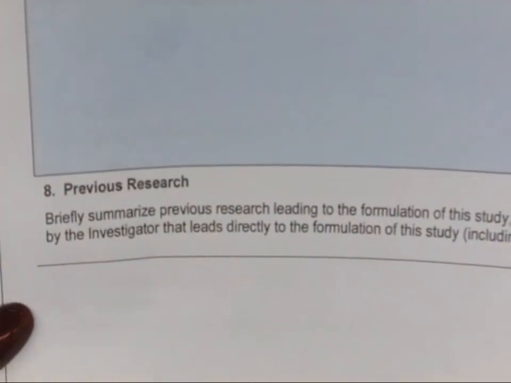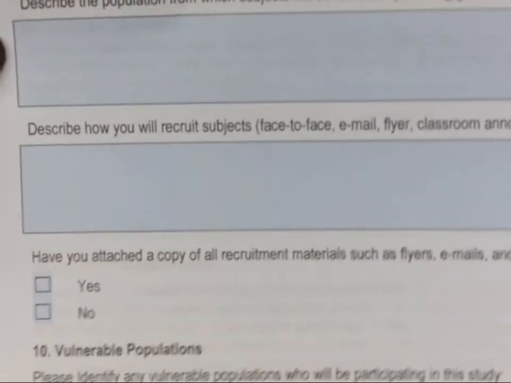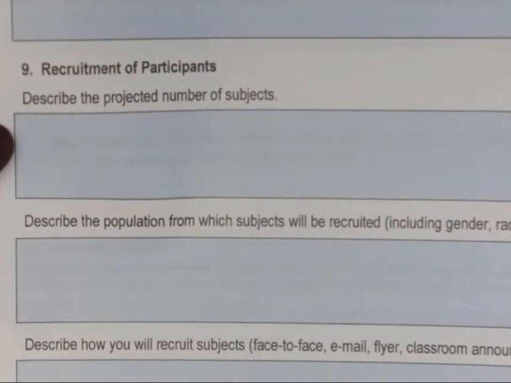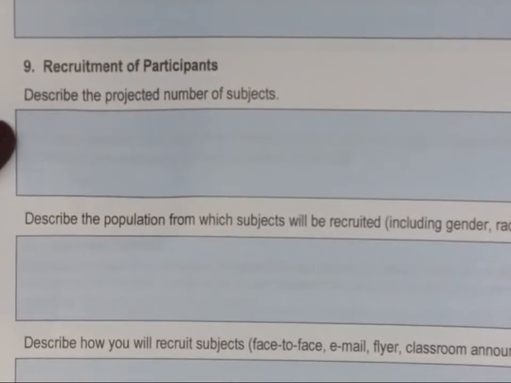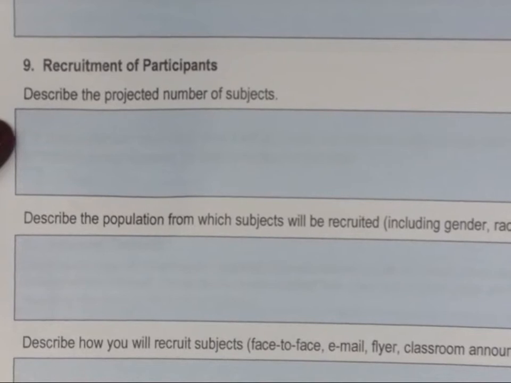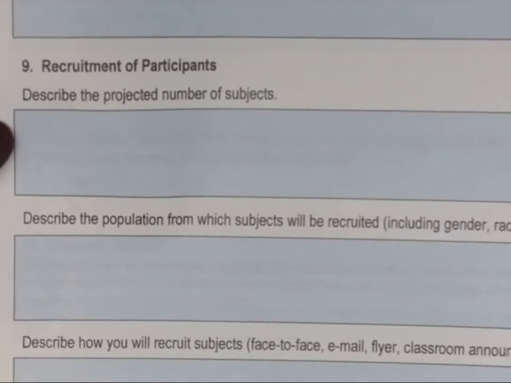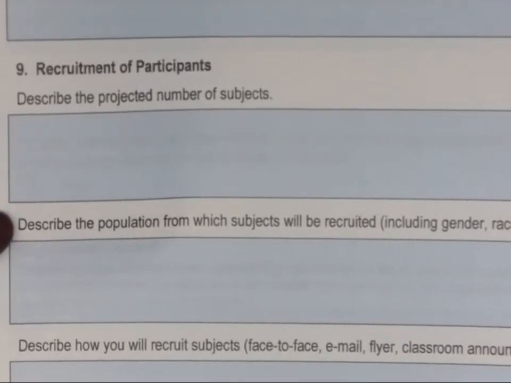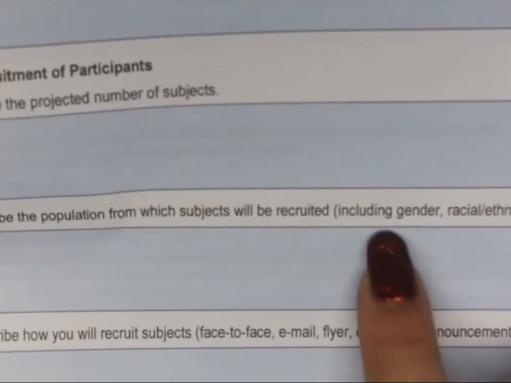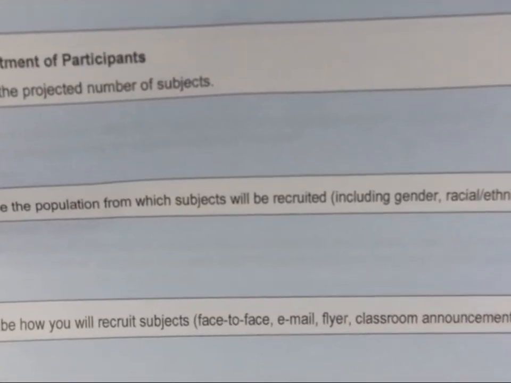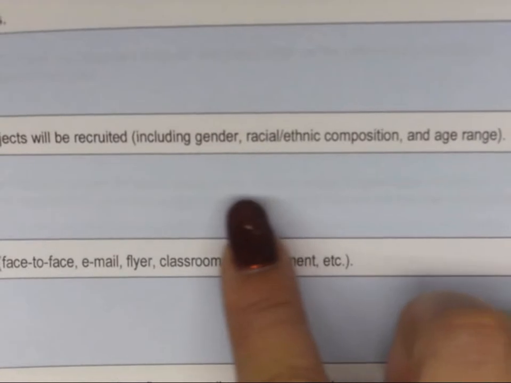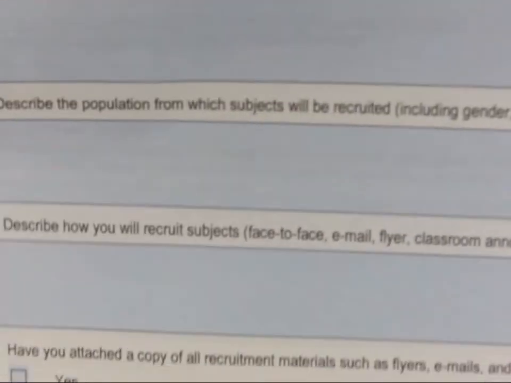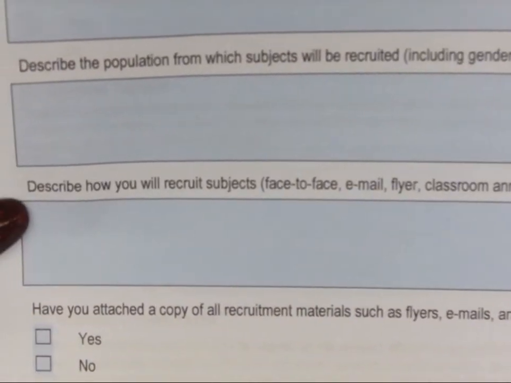Any previous research that we've done, well, we haven't with this particular group, so we can ignore that. How are you going to recruit the participants? Now, this is what they're going to pay the most attention to on us, especially considering that we're dealing with students, okay? Describe the projected number of people, the population from which the subjects will be recruited, what gender are we after, what ethnicity, what age range. So this information they're going to want to know. Okay, how will you recruit them?